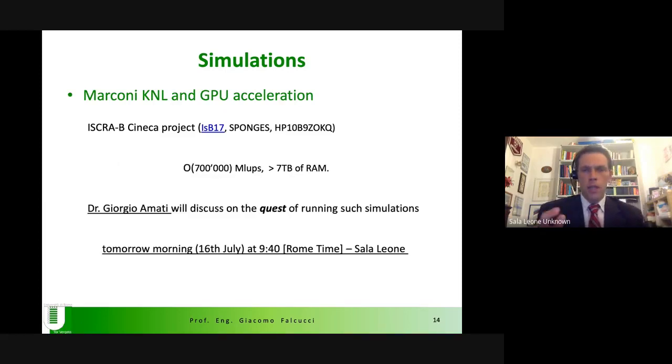And Dr. George Amati, our chairman today, will discuss the cost of running these simulations, which was really not trivial. Tomorrow morning at 9:40 here in Sala Leone, he will give a plenary on this subject, which was an adventure by itself.